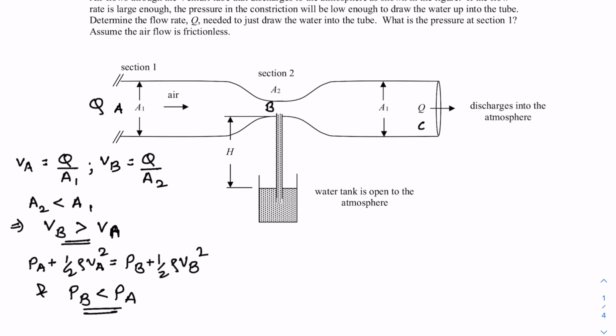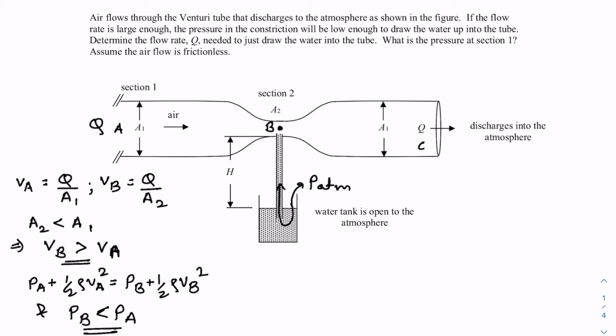So if the pressure at B is smaller than pressure at A, you can imagine this pressure drops to a very low value, and the pressure here is P atmosphere. If the pressure at B drops below P atmosphere, then basically water will climb up in this tube. In this question, we are asked to find the value of flow rate Q for which the water climbs all the way up to the Venturi tube.